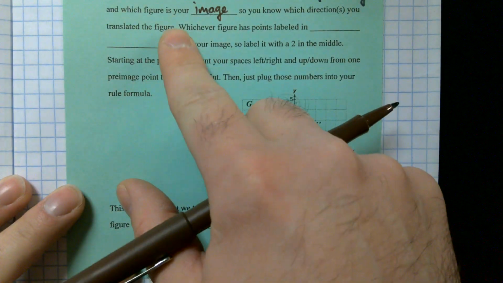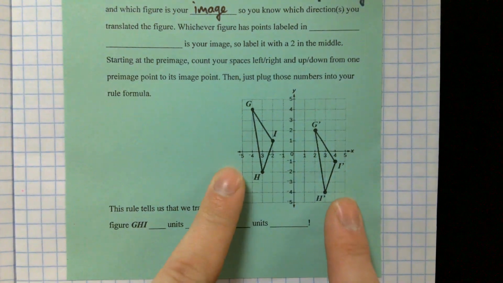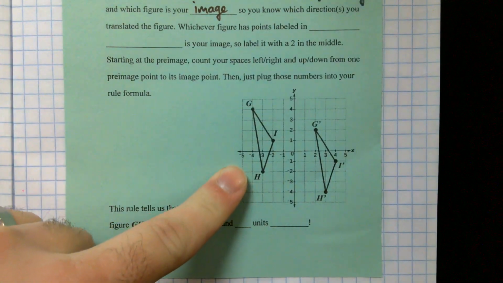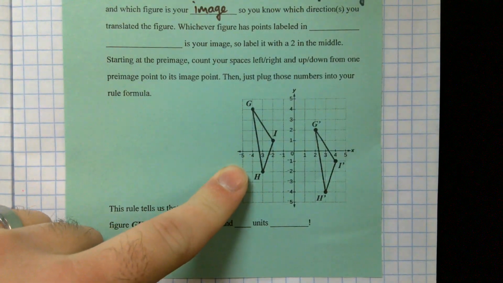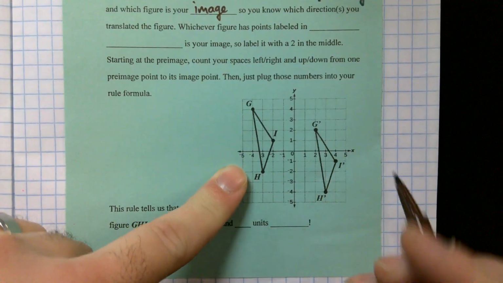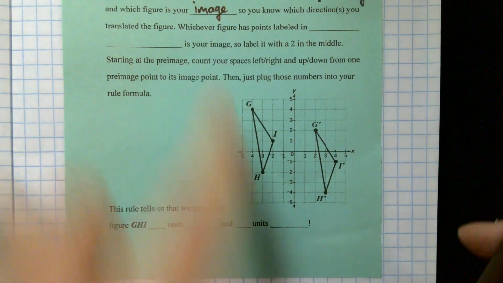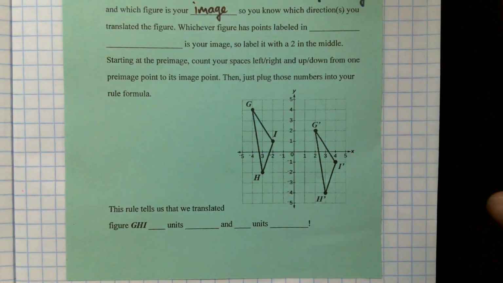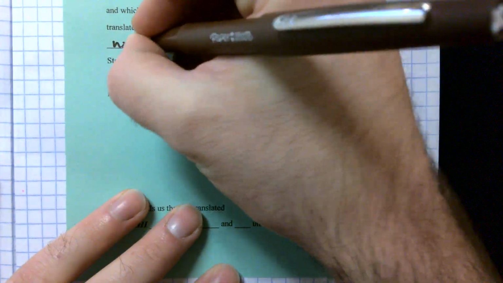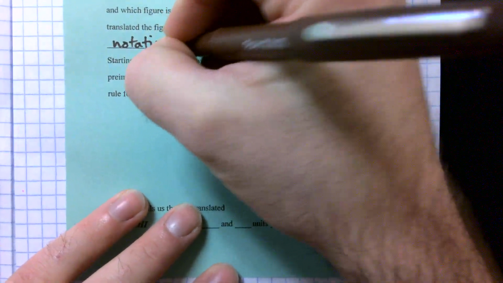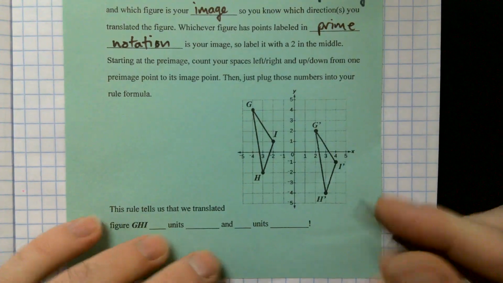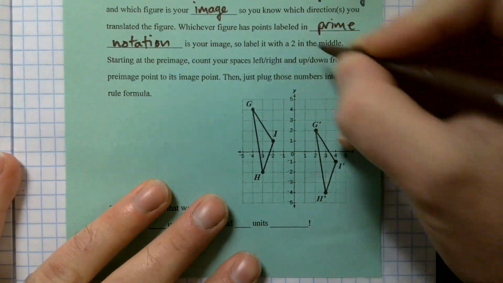How can I tell just by looking at this image which of those triangles is my before and which is my after, Vanessa? The one that doesn't have the prime apostrophe. That's right. The one with all my apostrophes is my after. It's my image. So whichever figure has points labeled in prime notation, like Vanessa said, that's my image. What number in a circle am I going to put inside the image? The image is going to be 2.